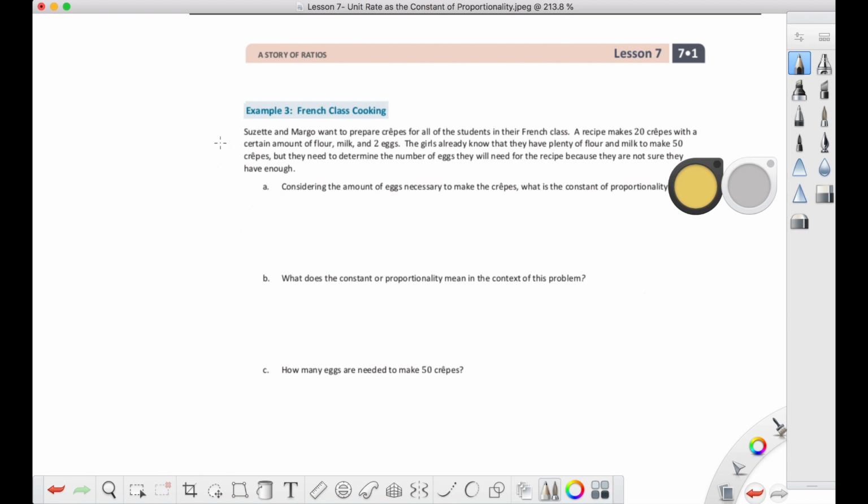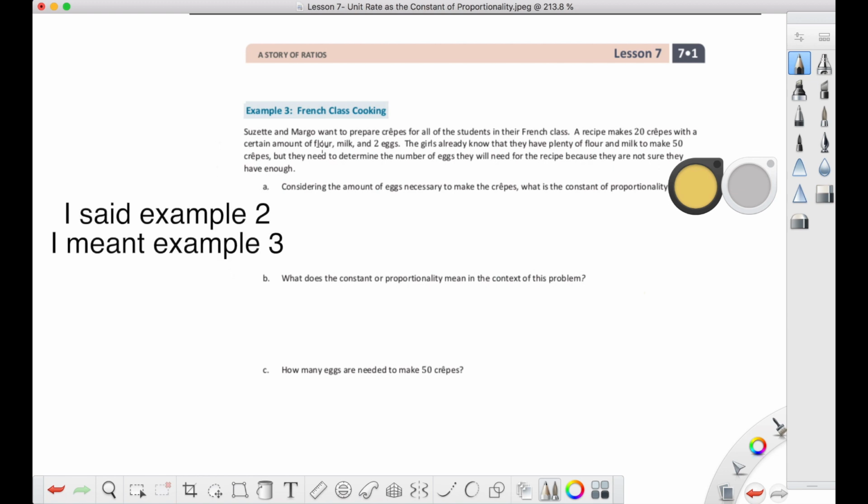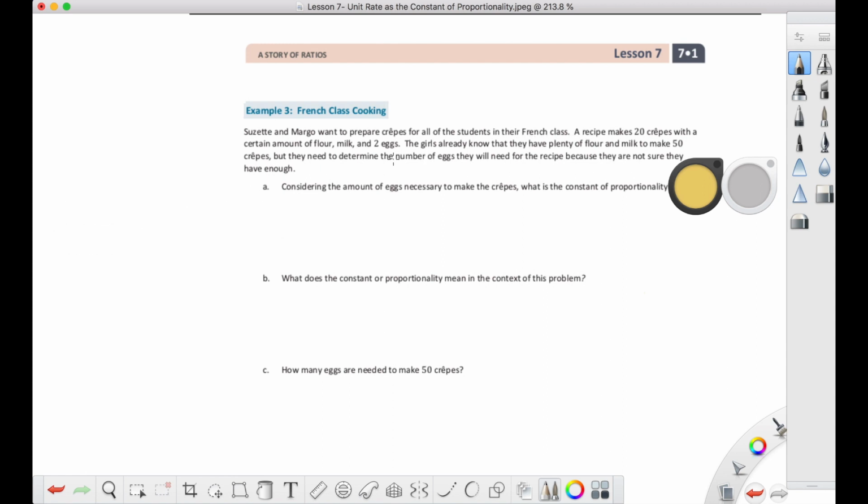So let's do example 2, French cooking class. Suzette and Margot want to prepare crepes for all of the students in their French class. A recipe makes 20 crepes with a certain amount of flour, milk, and 2 eggs. The girls already know that they have plenty of flour and milk to make 50 crepes, but they need to determine the number of eggs they will need for the recipe because they're not sure they have enough. Considering the amount of eggs necessary to make the crepes, what is the constant of proportionality?